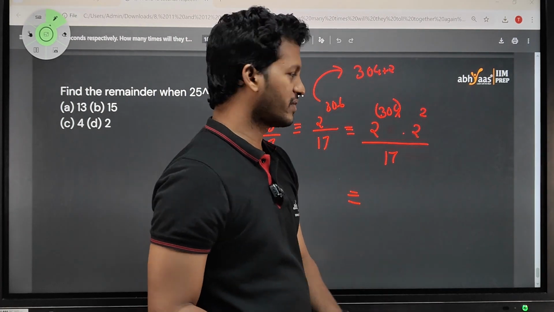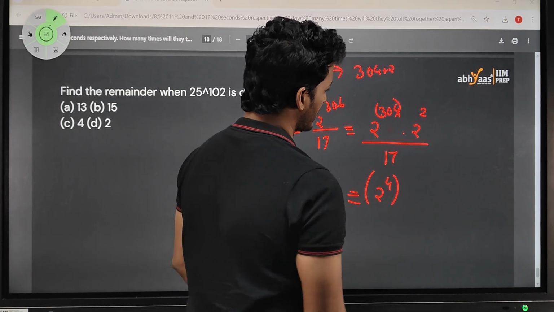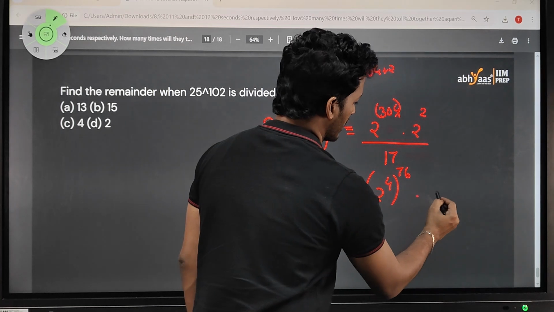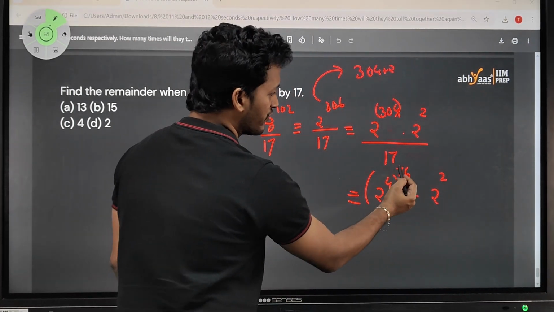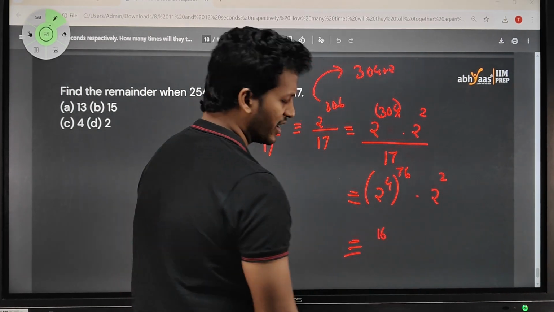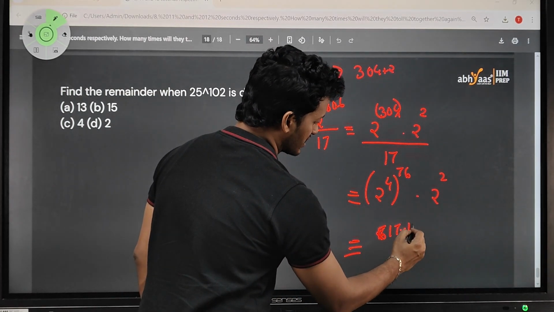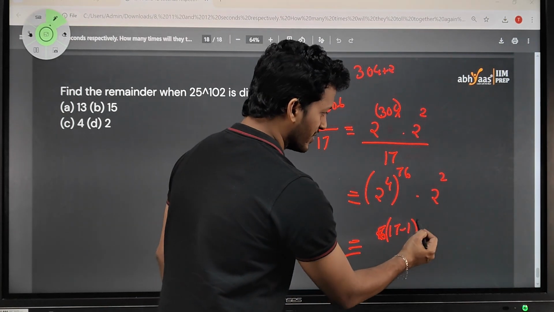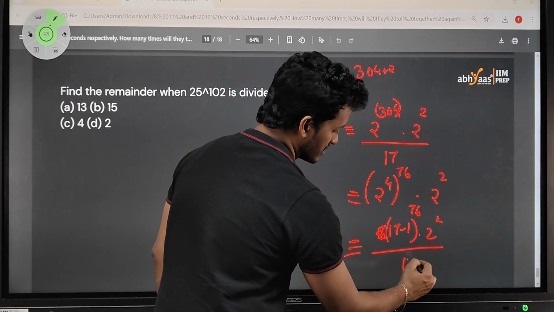If 304 is a multiple of 4, can I write that as 2 power 4 into, what is the multiple here? 4 times 76 is 304, so 2 power 4 power 76 into 2 square. Why am I writing all these things? You will understand. So what is 2 power 4? This is 16. But I will not write 16 as 16. Why? I will write it as 17 minus 1. Can I write 16 as 17 minus 1? Yes, exactly. (17 minus 1) power 76 into 2 square divided by 17.